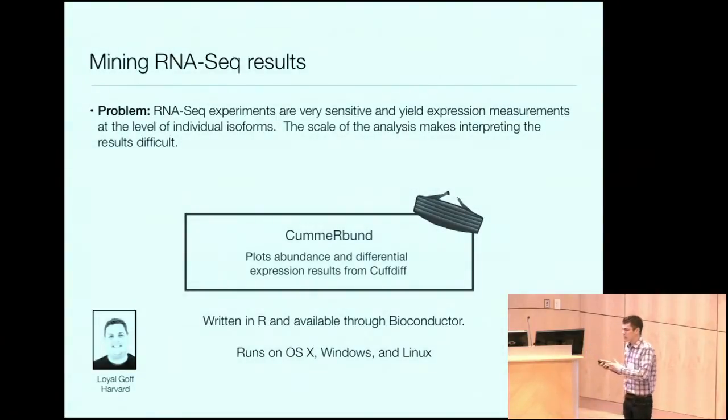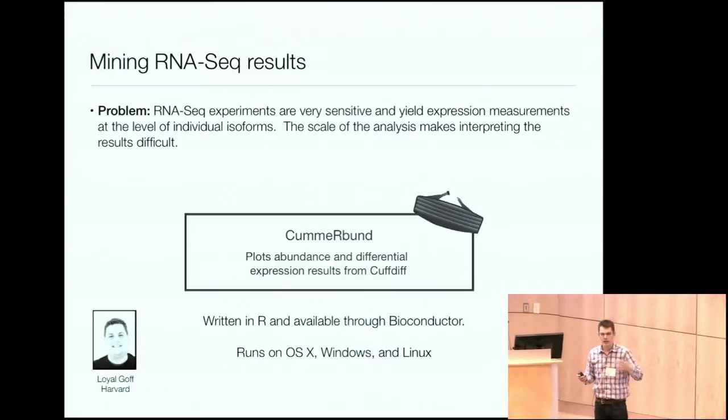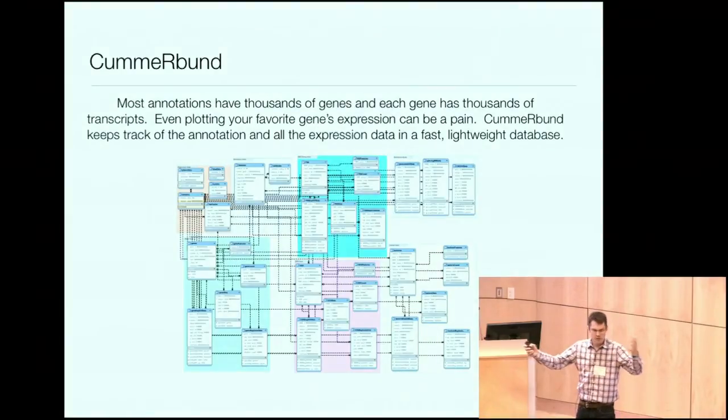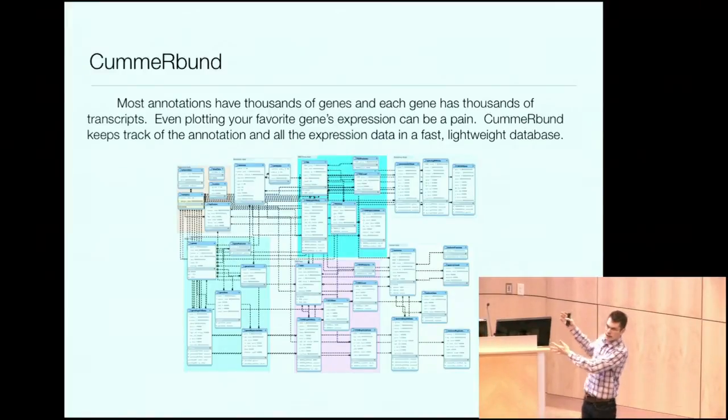And Cummerbund is a program whose main mission in life is to help you look at your favorite gene in as easy a way as possible, but in a way that is scriptable and reproducible. So what Cummerbund does is it takes all of the complicated output from CuffDiff, which is 15 different tab-delimited text files, and boils them all down into a single SQLite database that's lightweight enough to fit on your laptop. That way you don't have to be working on a server or anything like that.